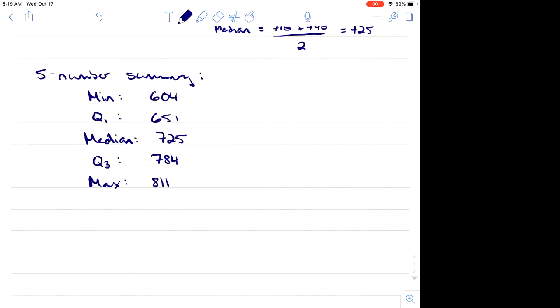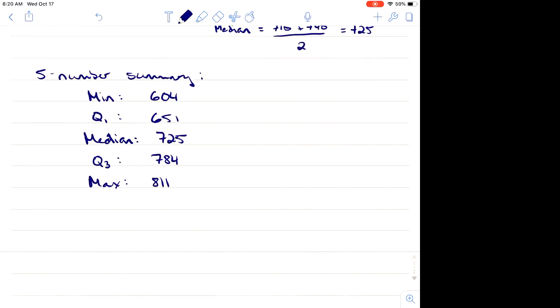On the test, this is going to be multiple choice. So one of the options would be, for example, Q1 equals 651. It would have a bunch of options for Q1, and then you would just pick the right one. So technically you don't have to show the entire 5-number summary, but you have to be able to produce it to answer the questions. Okay. Any questions about that one?